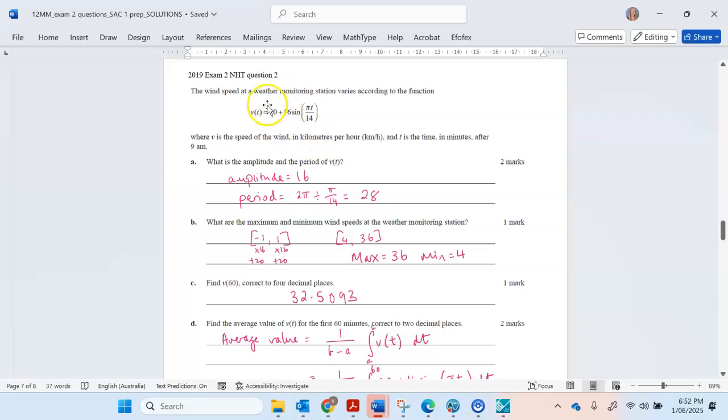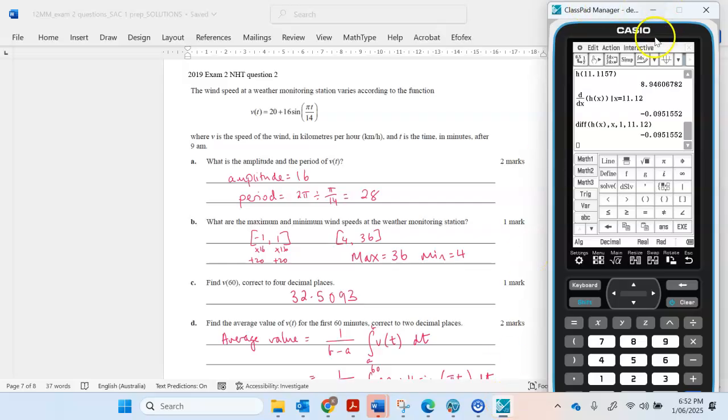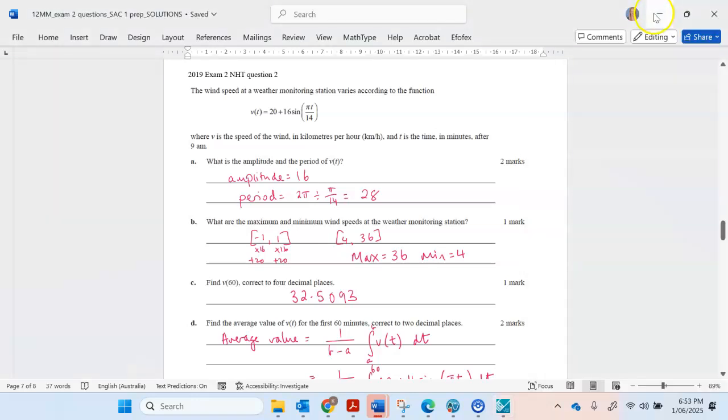The 20 is irrelevant. Just the plus 20 does not change your amplitude or your period. All right, what are the max and min wind speeds at the weather? So basically it's asking for the range. You could do, like I just showed you before, you could go interactive and calculation and do your max min that way. Quite time consuming, and I love doing the range of trig functions like this.